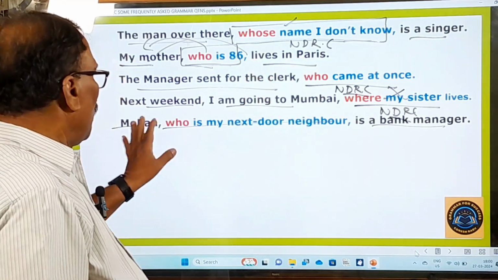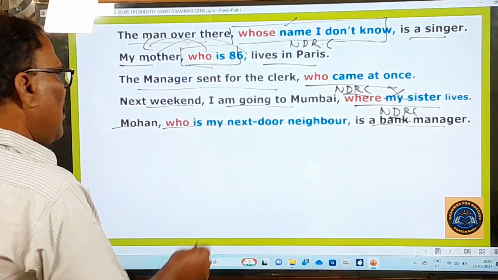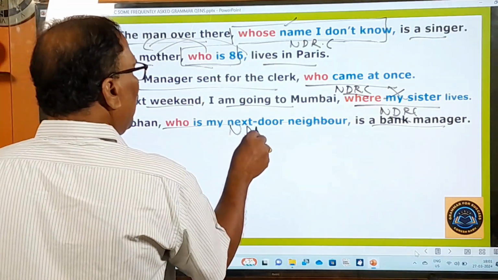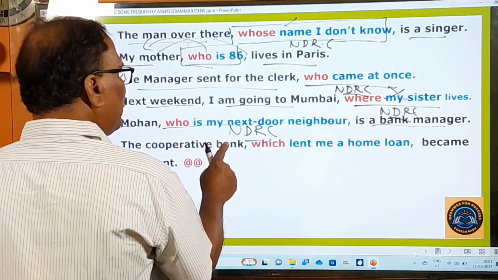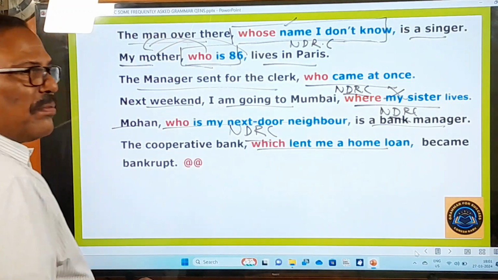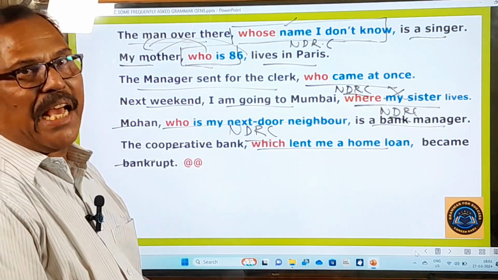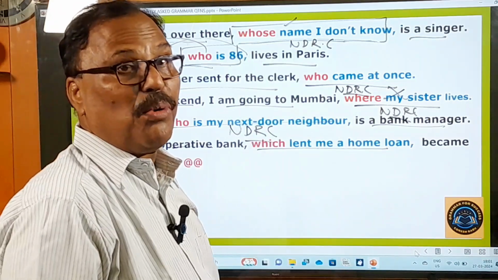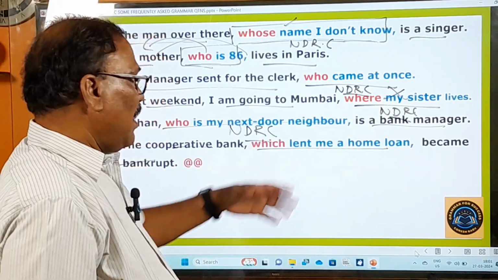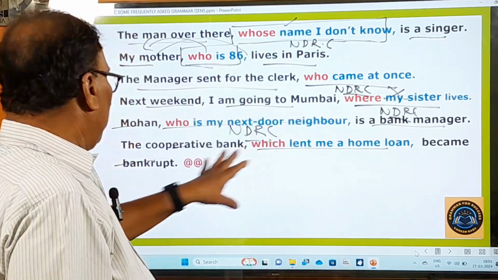Mohan, who is my next door neighbor? So this is a non-defining relative clause, right? And here you see that the cooperative bank which lent me a home loan became bankrupt. The cooperative bank became bankrupt, that's enough. But here you are giving additional information, which lent me a home loan.